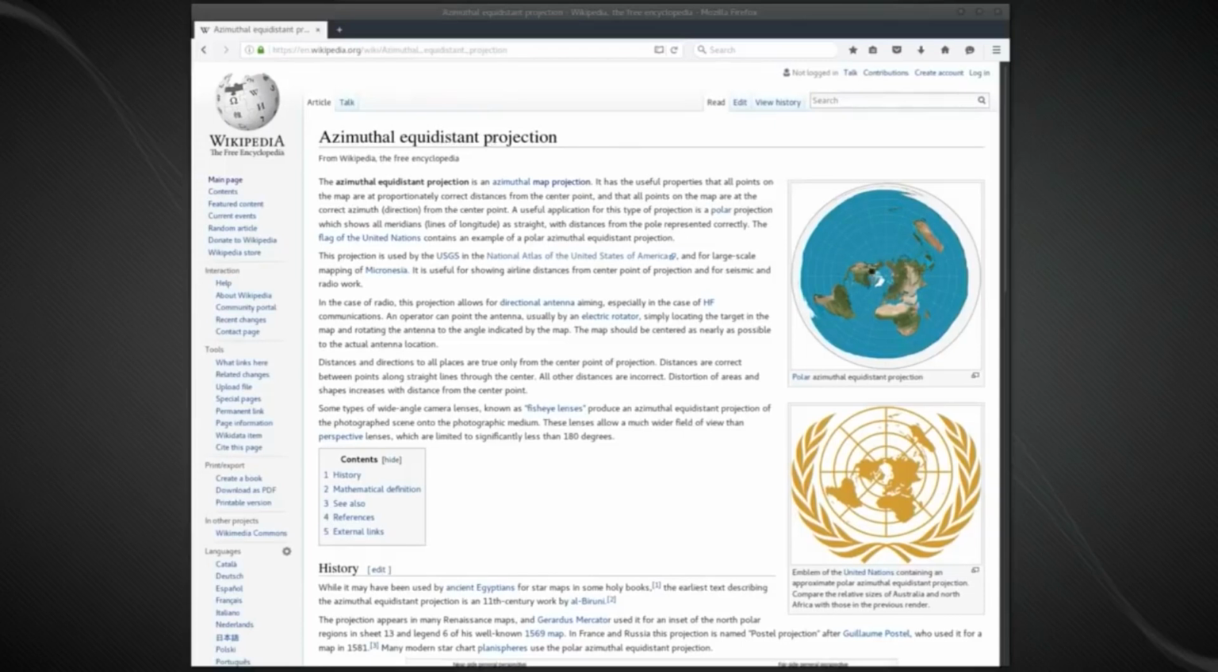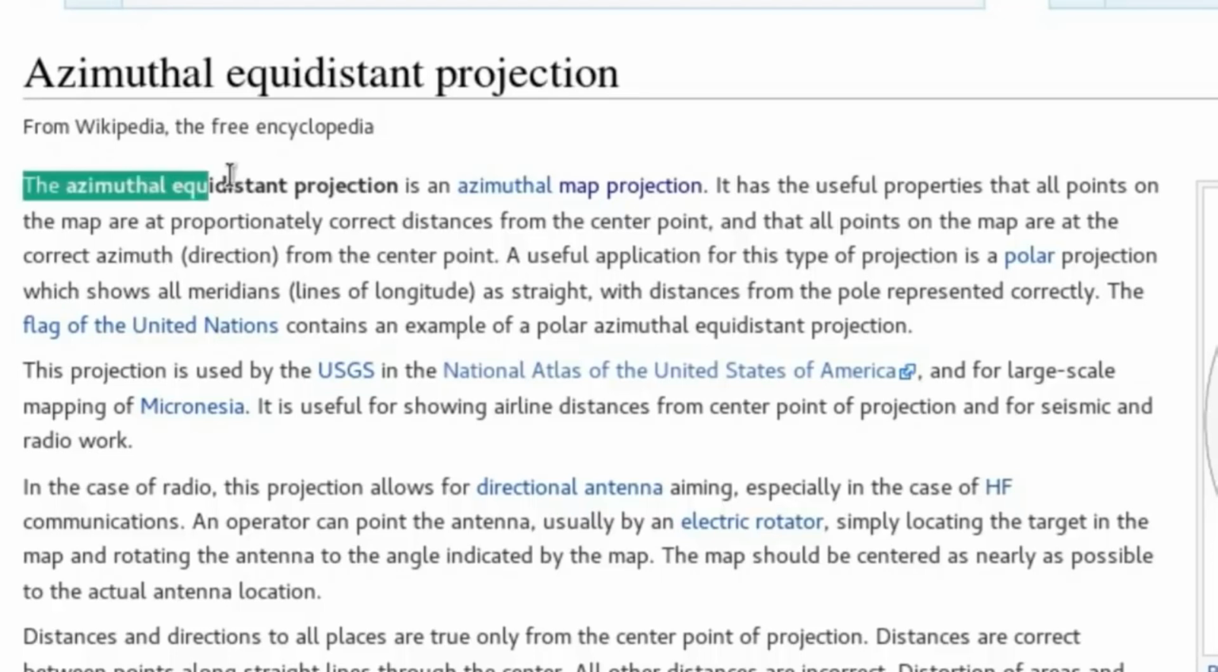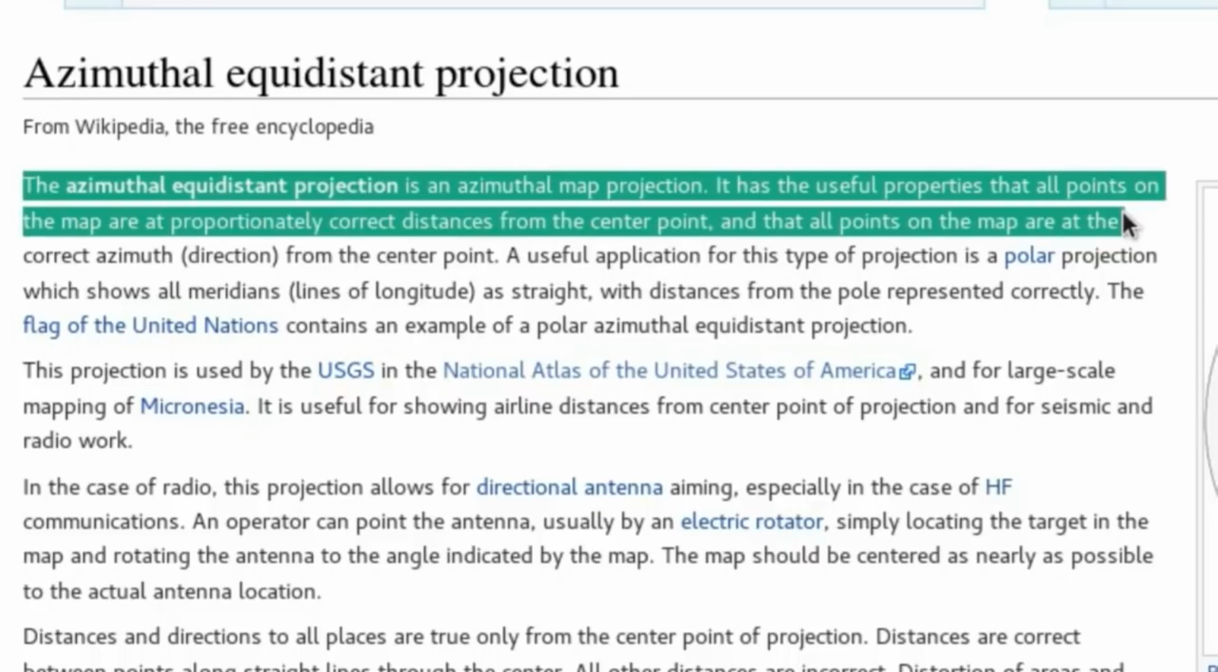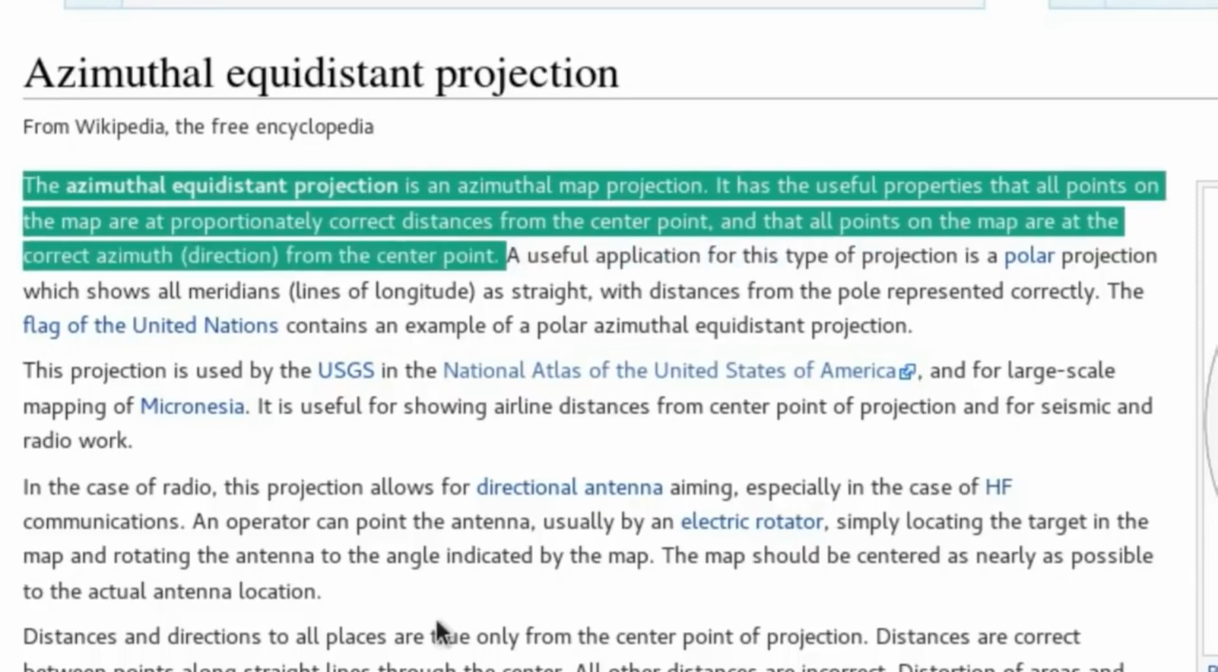So this is the azimuthal equidistant projection. Also, we know this projection as the flat Earth map. You see below the symbol of the United Nations. And here is the definition of this azimuthal equidistant projection map. The azimuthal equidistant projection is an azimuthal map projection. It has the useful properties that all points on the map are at proportionately correct distance from the center point, and that all points on the map are at the correct azimuth or direction from the center point.